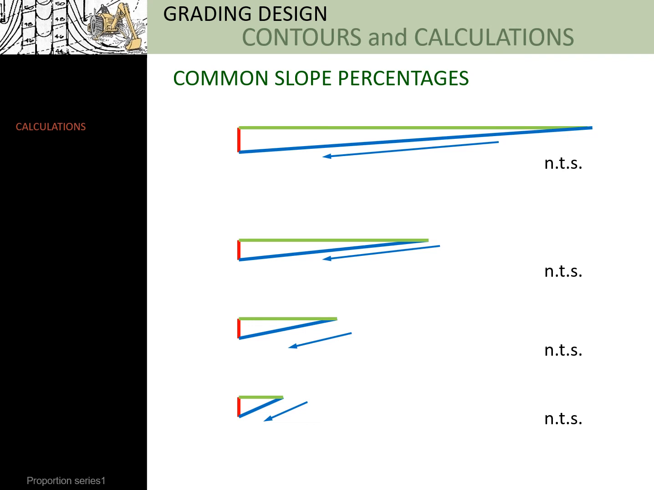It is a very important skill over the course of the semester to be able to visualize the common slope percentages in your head in the form of these triangles. What does that mean? Suppose we are talking about contour drawings with a contour interval of 1 foot, meaning the vertical distance between different contours is 1 foot. So if the contour spacing, the horizontal spacing, is 100 feet, what's the slope represented here?